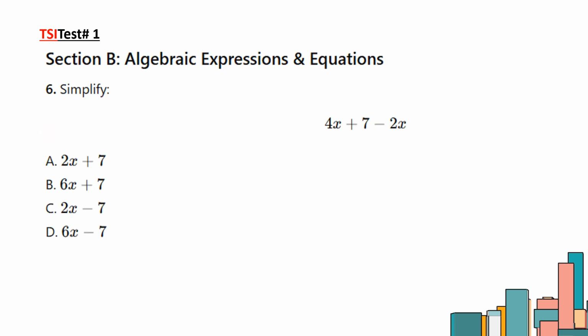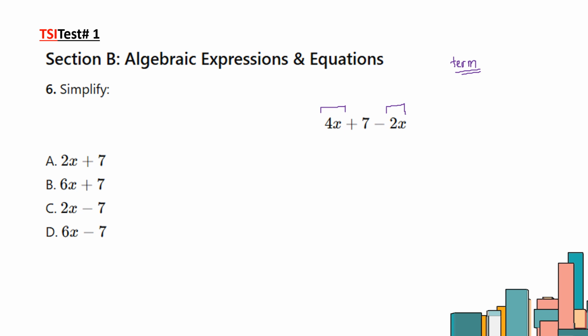Number 6, simplify. So we have the expression 4x plus 7 minus 2x. So we have two, we can call them a category, or if we know the specific name for it, it's called a term. Okay, so we will combine like terms.